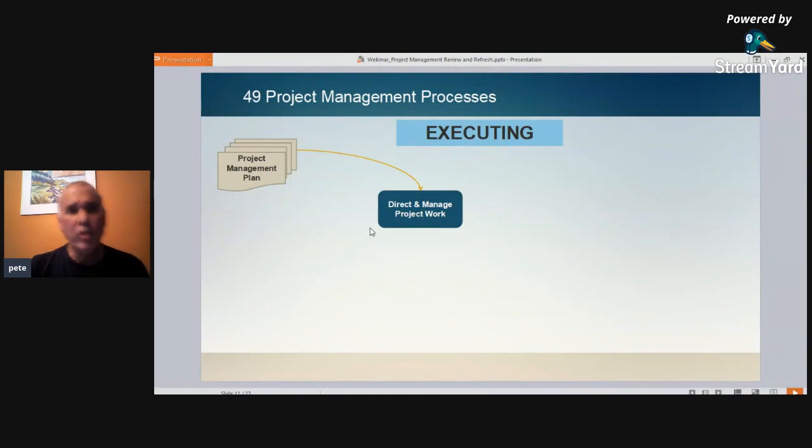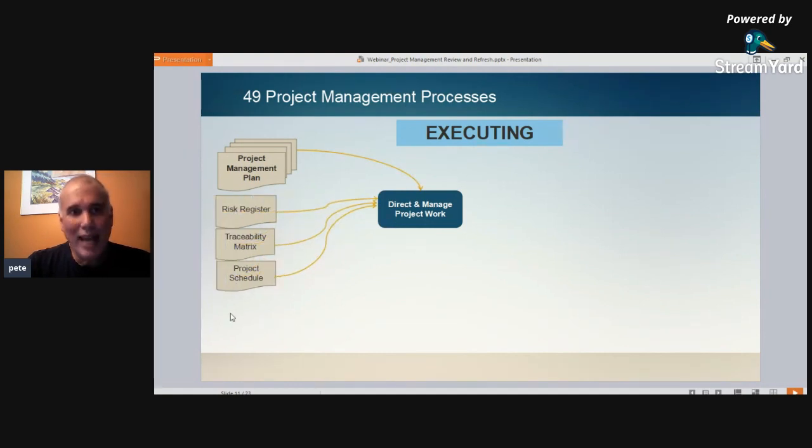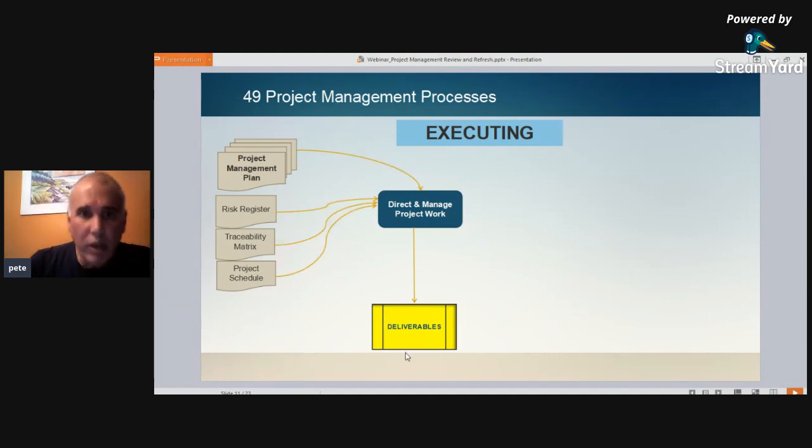So we're going to look at directing and managing project work. While your team is busy doing what they're best skilled to do, working from your project management plan and the project documents, they're going to produce deliverables. That is the work of the project team, to produce deliverables.